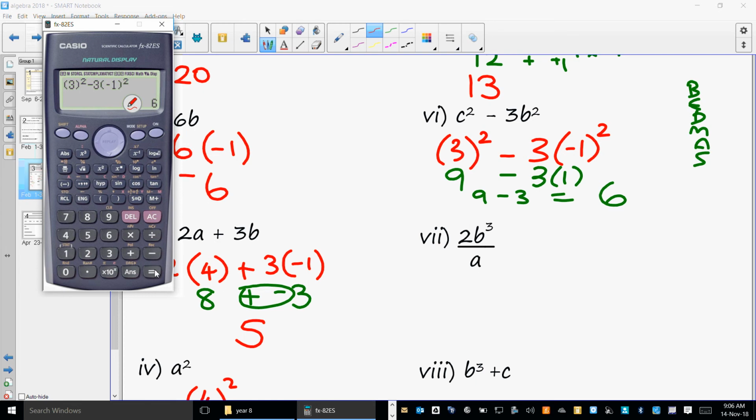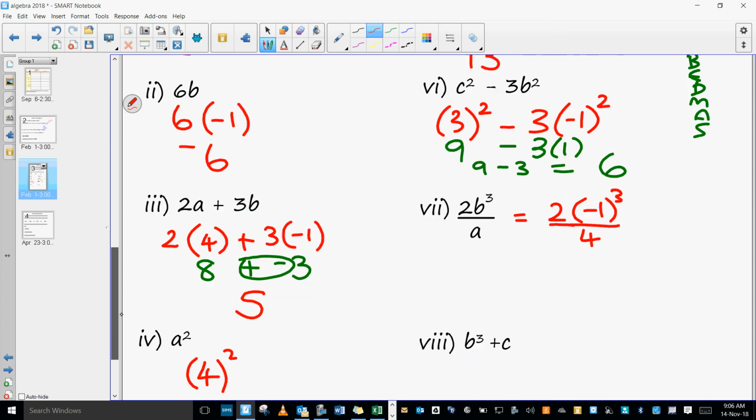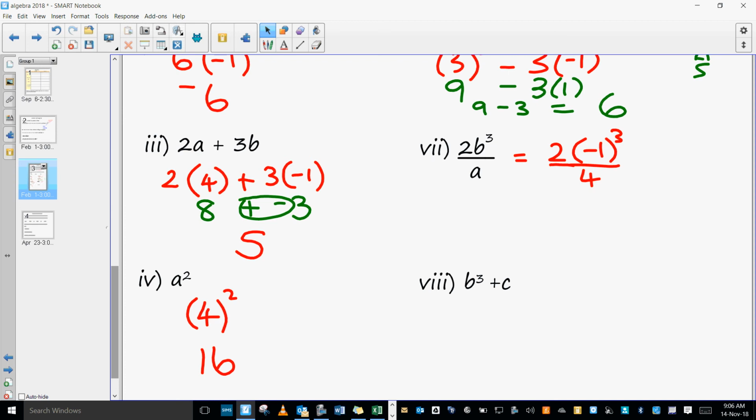Go, Abby. 2 brackets negative 1 cubed over 4. Lovely. Awesome. So that's the bare minimum to show the working. Should we do our logins first? Yes. Following BIDMAS, which bit do we have to do first? Brackets. So we've got negative 1 cubed.